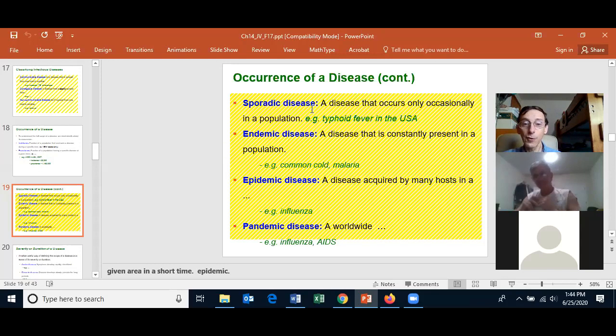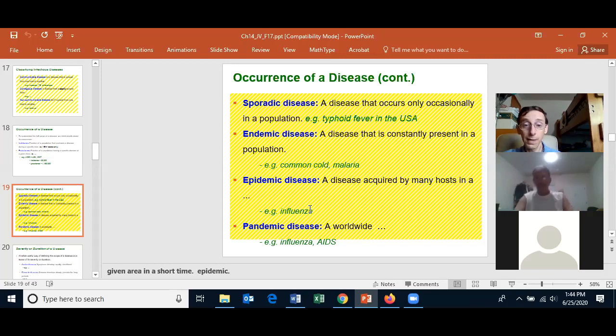And like I said, they argue about that. And when you're talking about a few cases, it's hard to make a distinction between sporadic and endemic. And we're not going to get into that argument, okay? Any questions about that? Epidemic is when a disease is acquired by many hosts in a given region or on a continent.